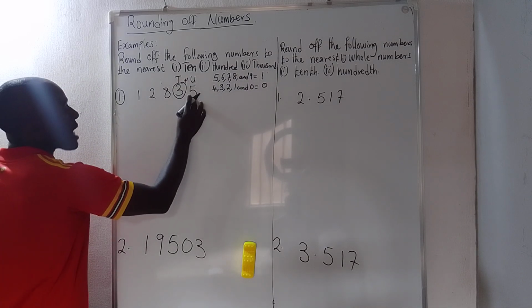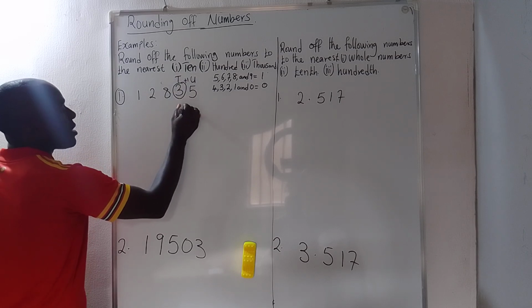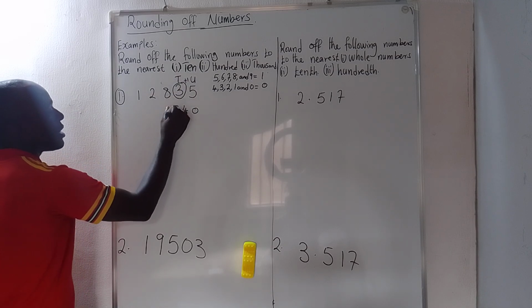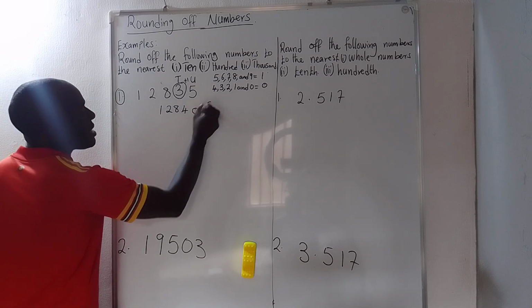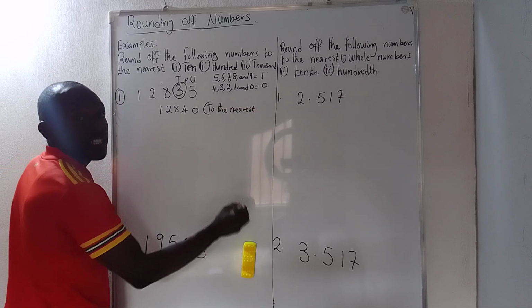So what happens to 5? 5 becomes 0. 3 plus 1 is 4. Bring down your 8, bring down your 2 and bring down your 1. This is now our answer to the nearest 10.